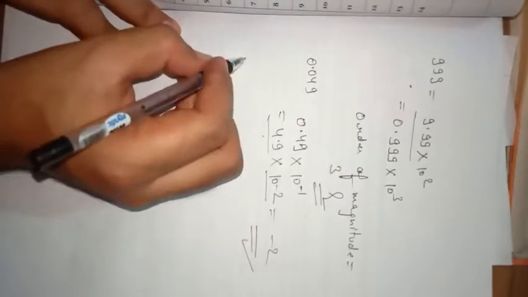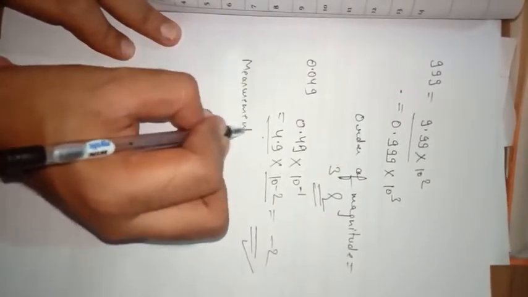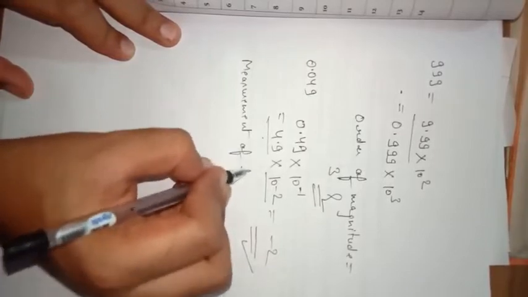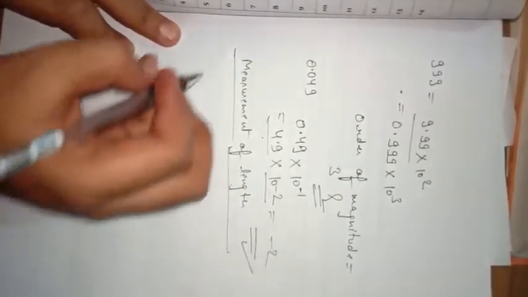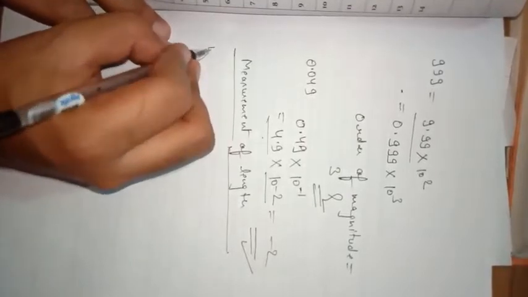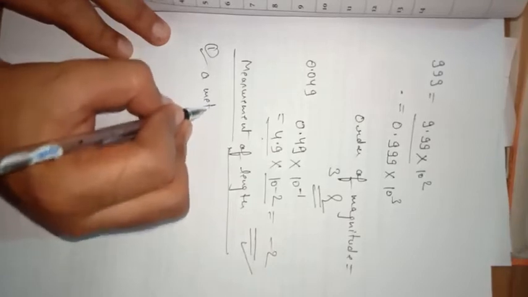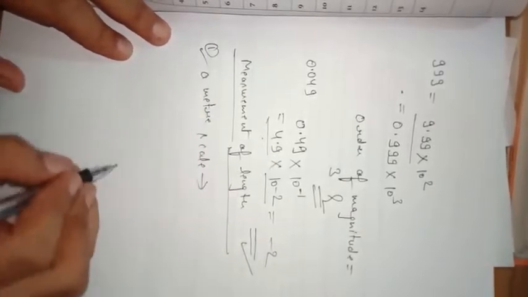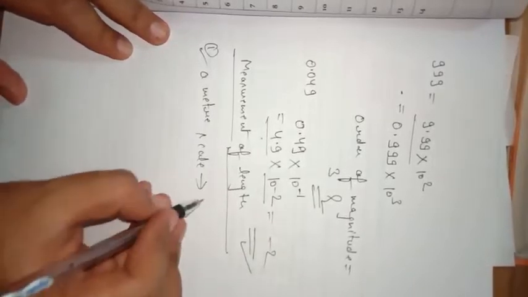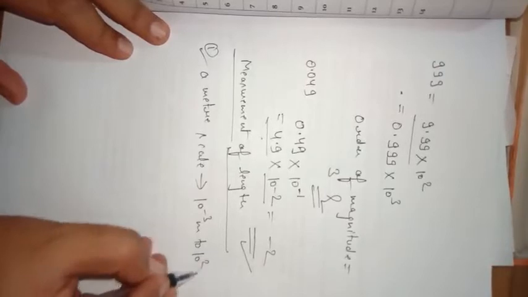Now let us discuss measurement of length. So students, how can we measure length? We have a few methods. Number one is a meter scale. Normally we use a meter scale, and what is the range of this meter scale? That is from 10^-3 meter to 10^2 meter.